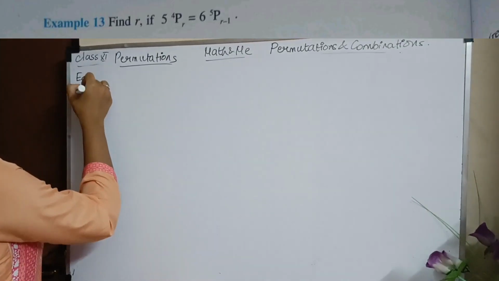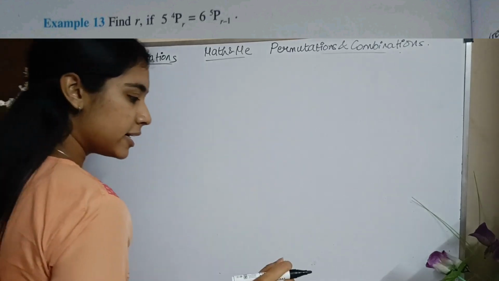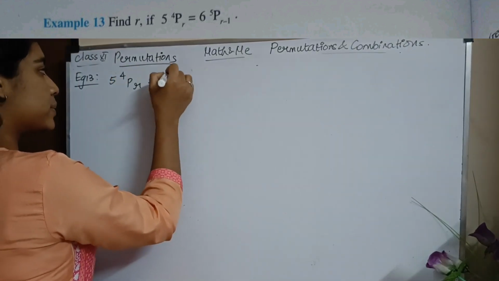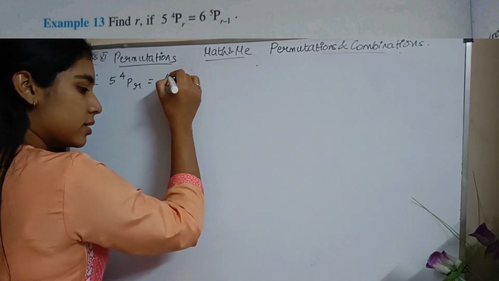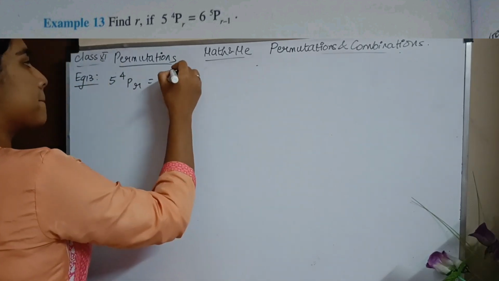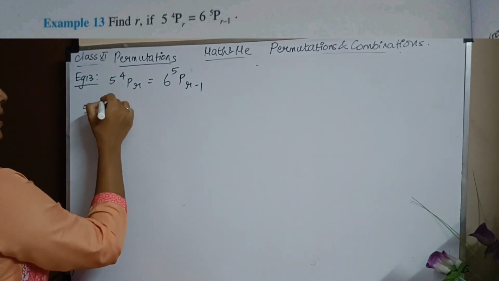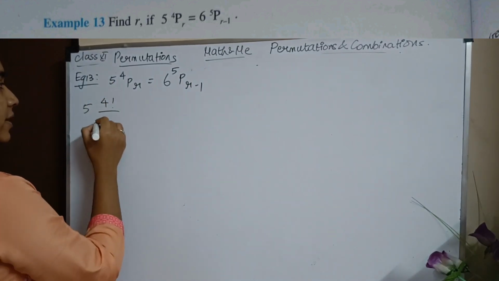Example 13. Find r if 5 times 4Pr equals 6 times 5P(r minus 1).